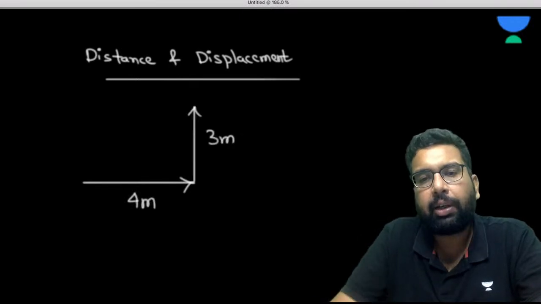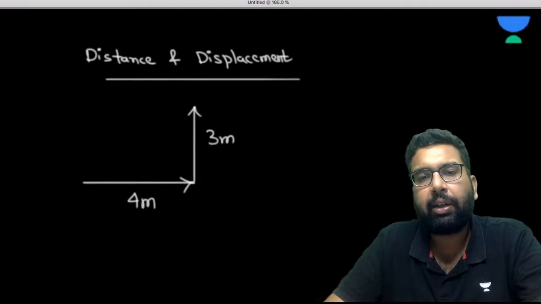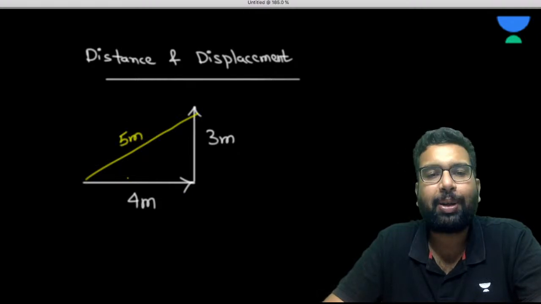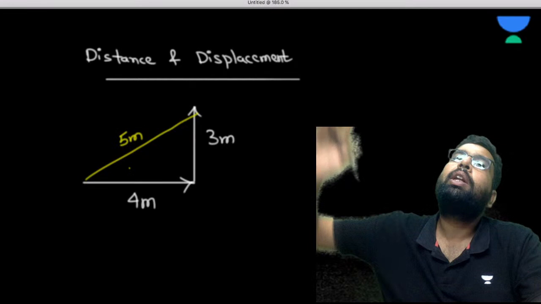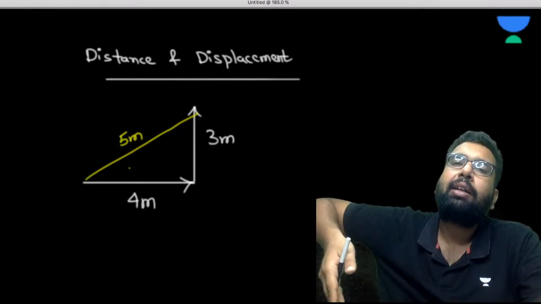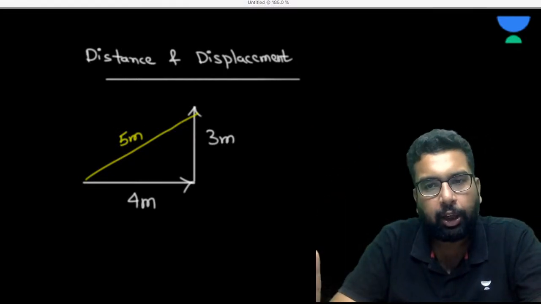What is going to be the distance? Distance is 4 plus 3, that is 7. And what is the displacement? Displacement is going to be the shortest distance by Pythagoras theorem, that is 5 meters. Right? Someone moves in the northeast direction, then comes back in the south direction. Like those things you can do.